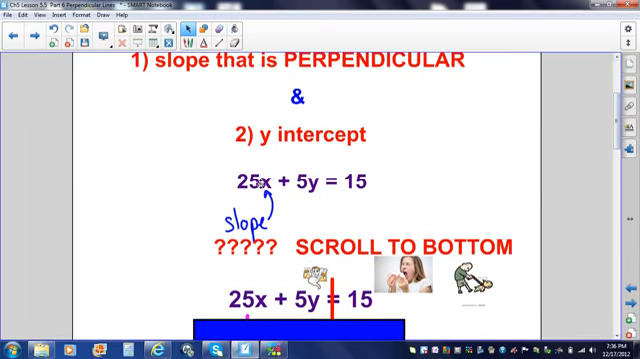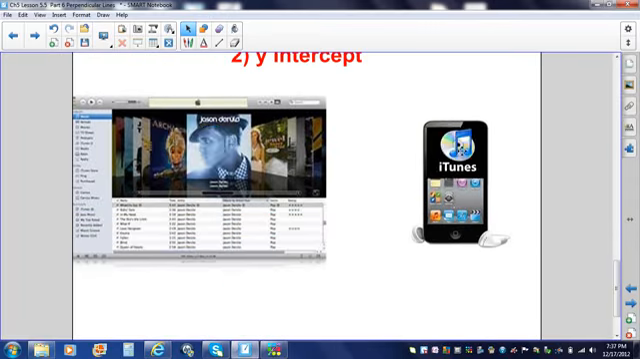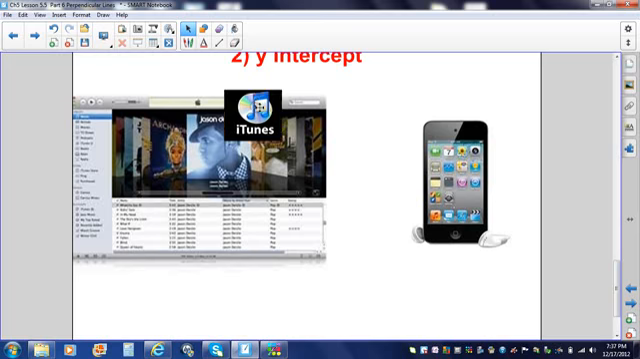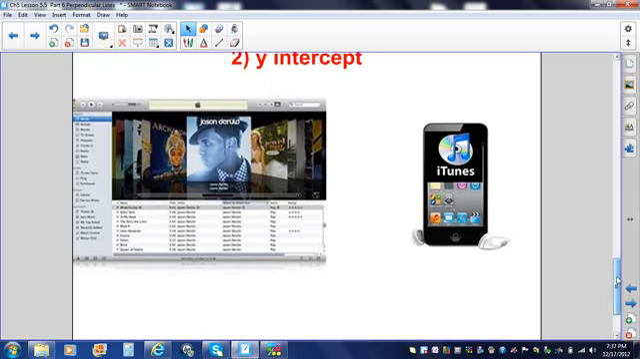We can't say that 25x is our slope because we're going to need to move the 25x over to the other side, just like you moved the music from your iTunes account over to your iPod. You don't know about iCloud. Be quiet.